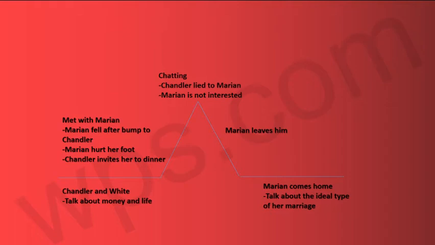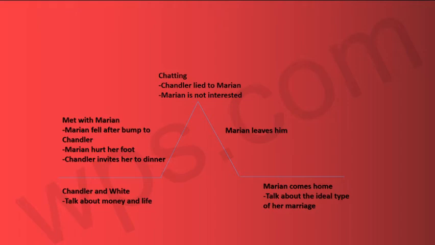So what happened in the climax? After they have eaten dinner and so on, Marian asked, what work do you do? Chandler said he does nothing. He goes dancing, rides horses, travels. He said that doing nothing is also hard work. But Marian does not like that.